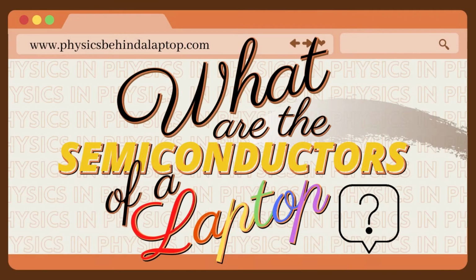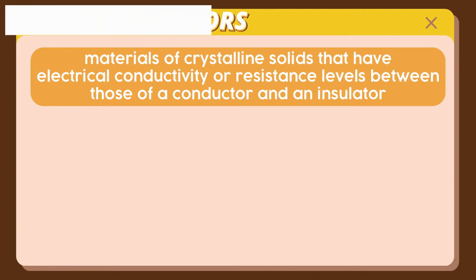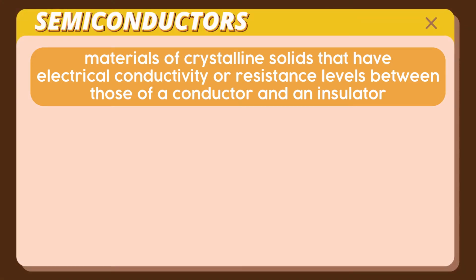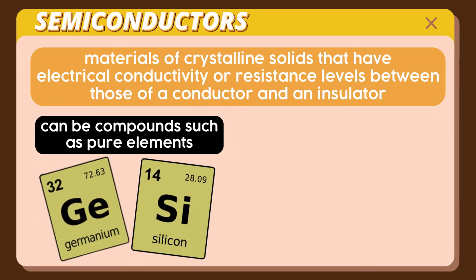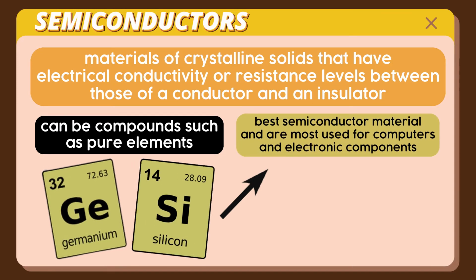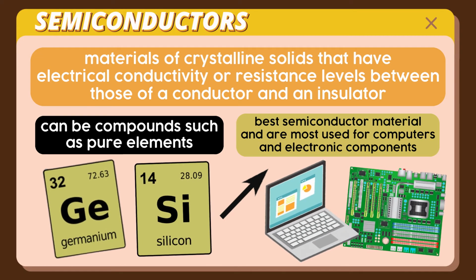Next is, what are the semiconductors of a laptop computer in relation to physics? Semiconductors are materials of crystalline solids that have electrical conductivity or resistance levels between those of a conductor and an insulator. They can be compounds or pure elements like germanium or silicon, and silicon is considered the best semiconductor material, making it the most used semiconductor for computers and electronic components.